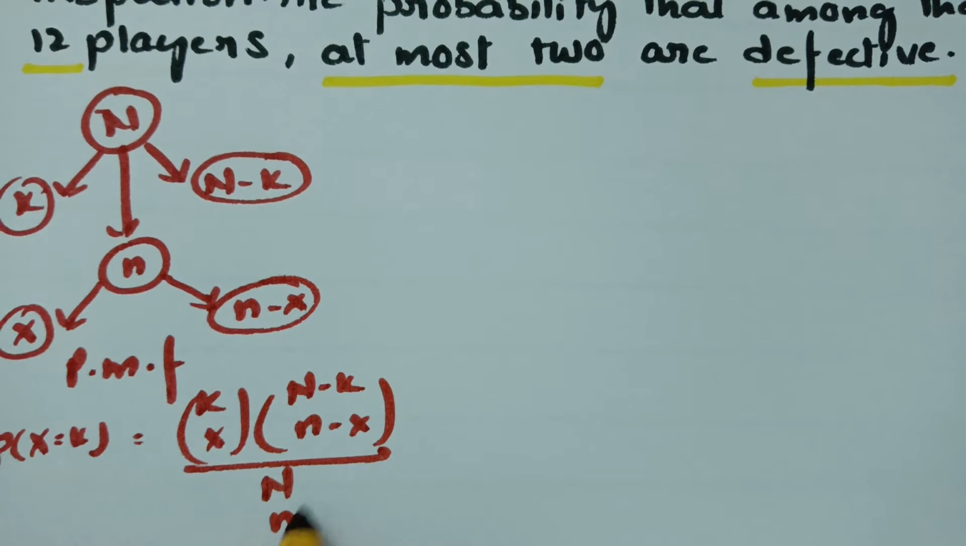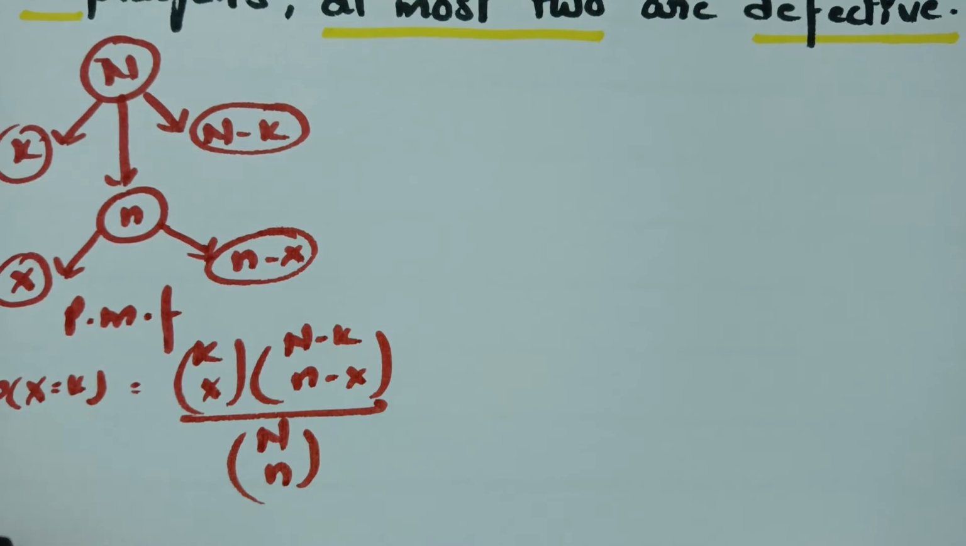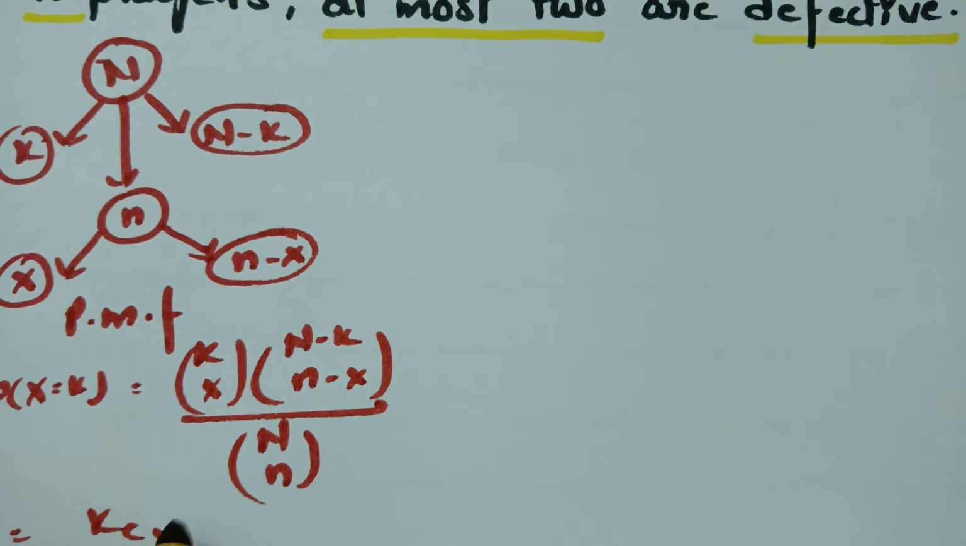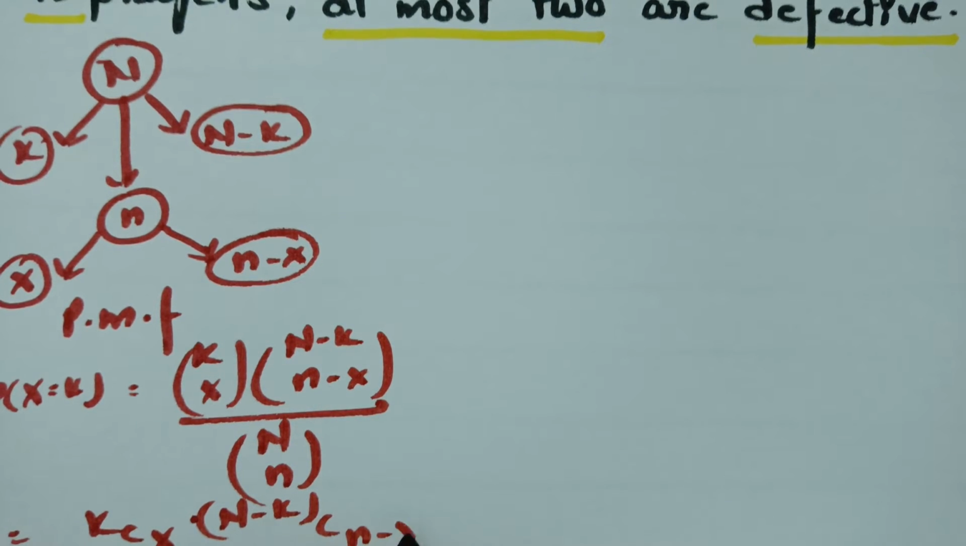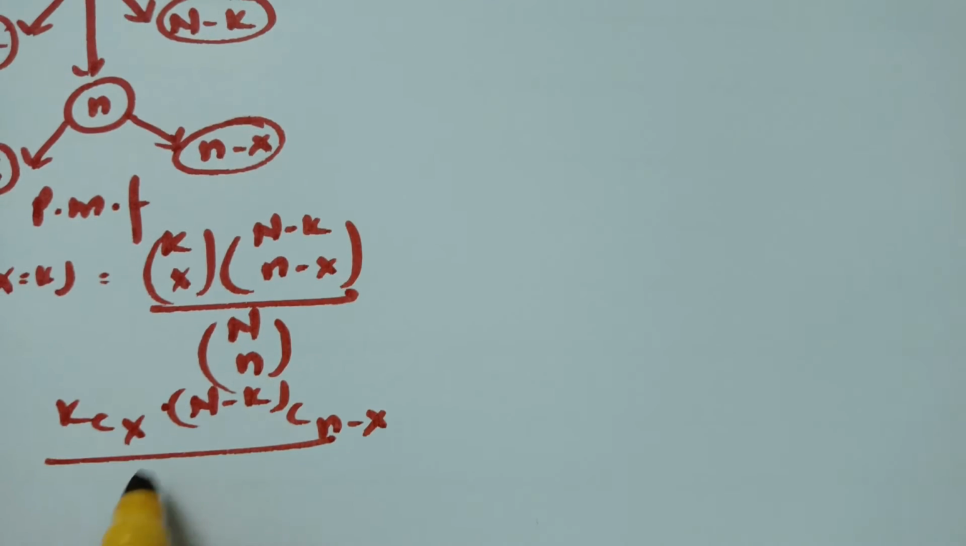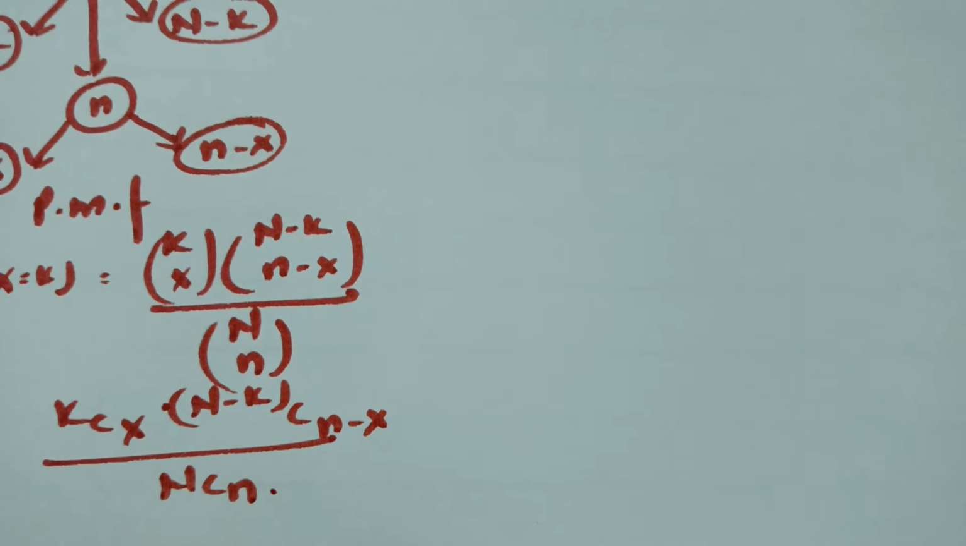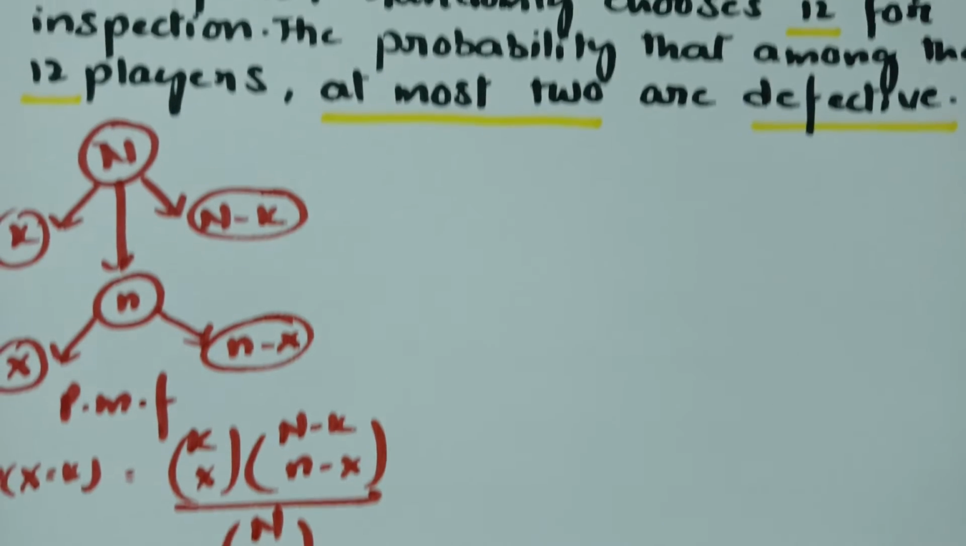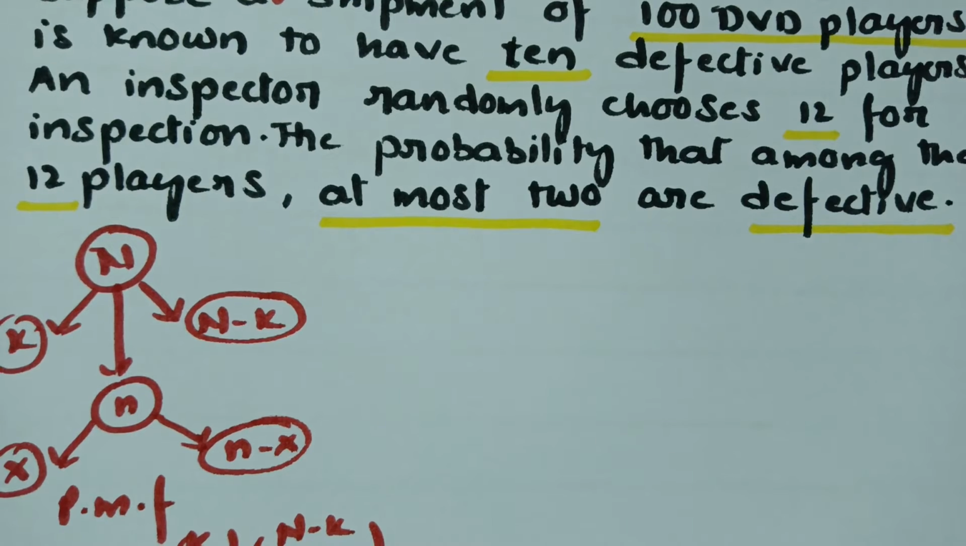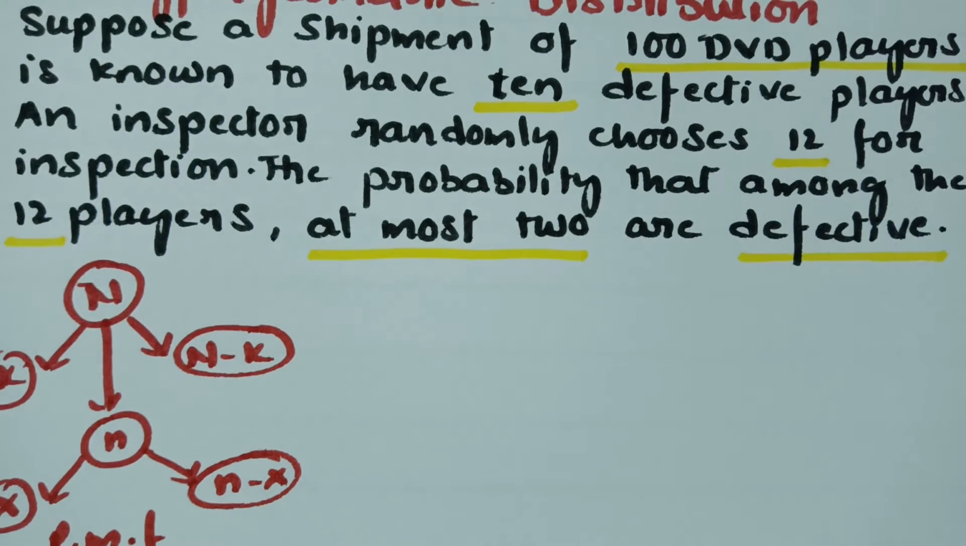Or else this can be written as KCx times N minus K C n minus x divided by NCn. So this is the formula for the probability mass function of hypergeometric distribution.